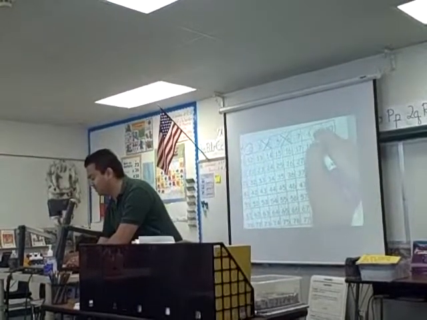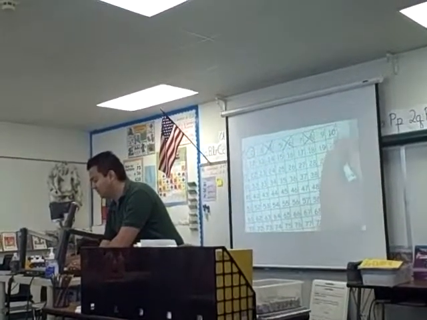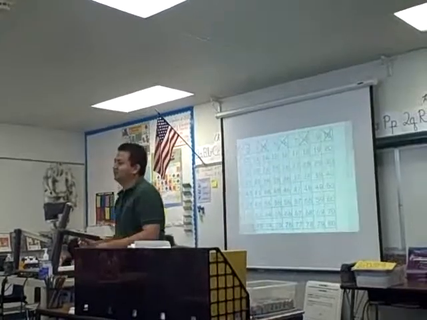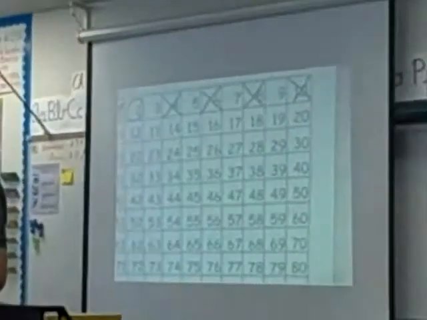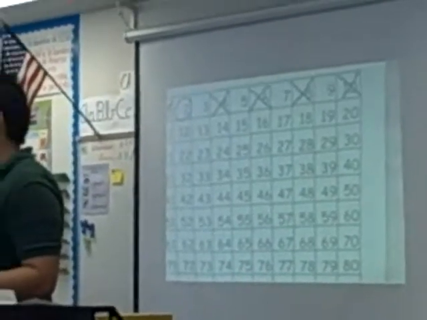Why am I crossing these numbers out? Because they're all multiples of 2. They're all what? I heard it. Who said it? Multiples of 2. Me. They're all multiples of 2. So if they're multiples of 2, are they prime numbers? No.